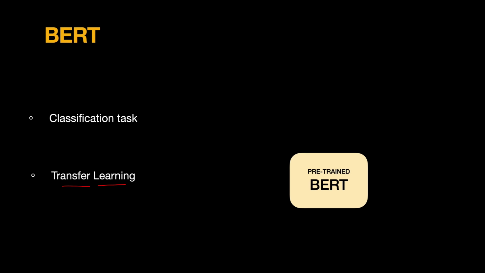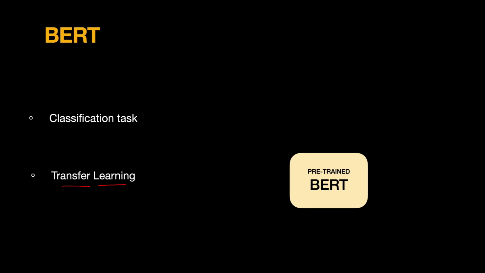The purpose of this training is to help Bert learn a general understanding of the language. Things like grammar, sentence structure, meaning, relationship between words, and how the context changes the meaning. Here we are not fine-tuning Bert on a specific task like spam or not spam detection. We are just allowing Bert to develop a general understanding of the language.